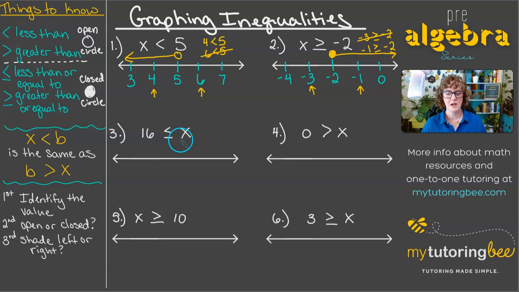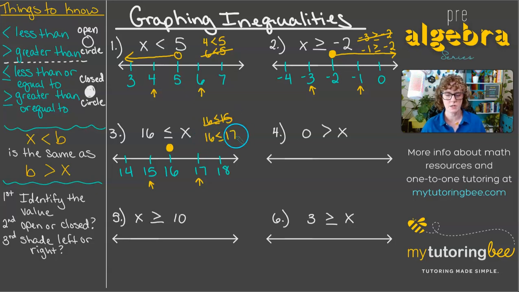On number 3, as I said, that x, that variable, is on the right-hand side this time, but our 3 steps will still work. So let's identify our value of 16. Go ahead and drop in a few other values to the left and the right. And then our circle needs to be closed because it is a less than or equal to symbol. And then let's see which of these works. So 15 and 17, let's go ahead and substitute those in. 16 is less than or equal to 15, or 16 is less than or equal to 17.